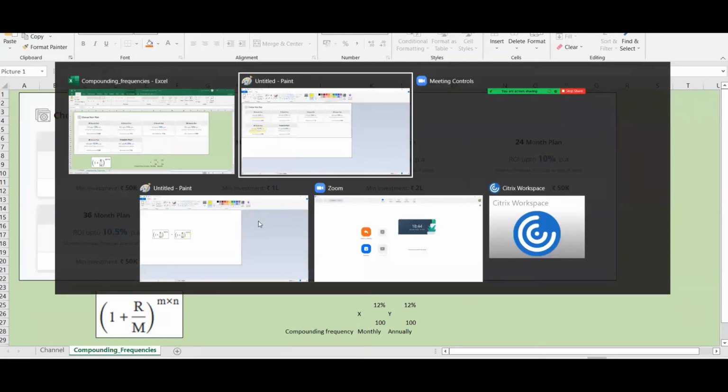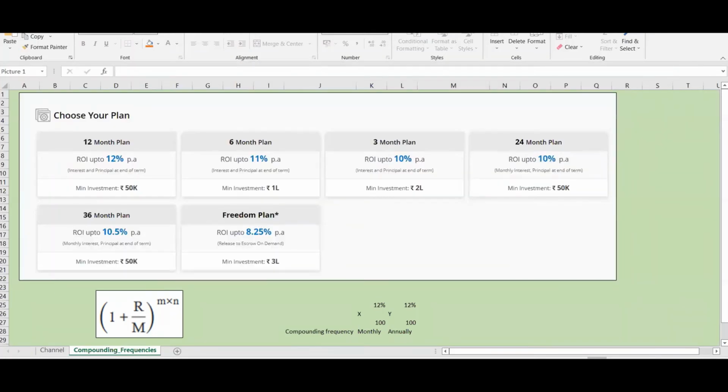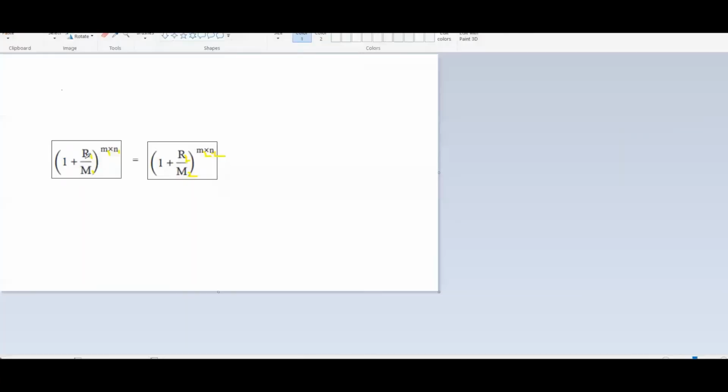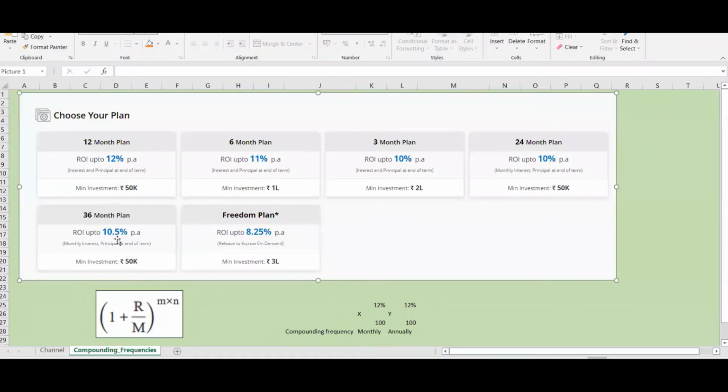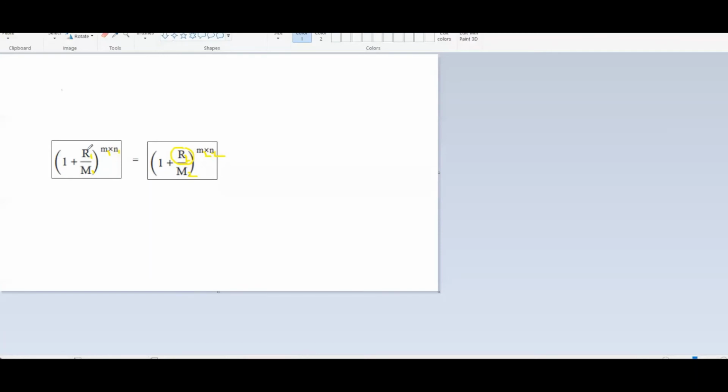So what I'll do, let's look at this equation. Basically I'm trying to calculate R2. This is my objective. So say for example, your 10.5% in this equation is this. So I'll put the rate as 10.5% and M as 12. Over here also M as 12, and the number of years is 1.